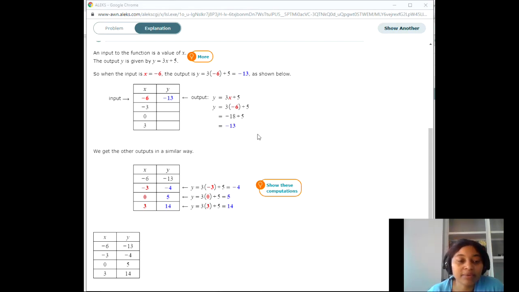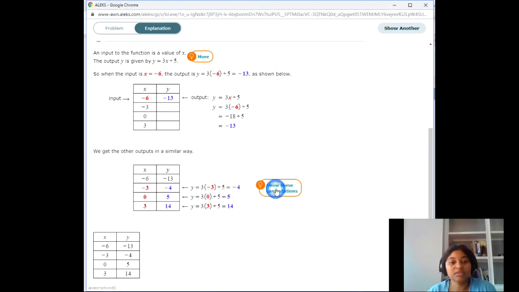Now we have to use the second number, the -3. So we say 3 times -3 plus 5 equals -4. You can put that in your calculator, and then you will do the same with the rest. 3 times 0 plus 5 equals 5, and 3 times 3 plus 5 equals 14. You can just put that into your calculator.